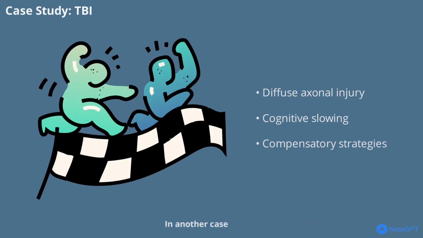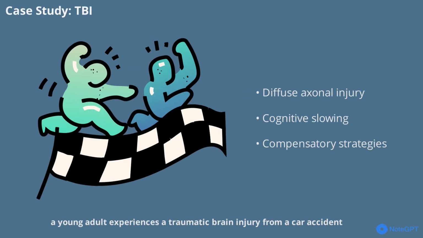In another case, a young adult experiences a traumatic brain injury from a car accident. The injury causes diffuse axonal damage, leading to slowed thinking, attention deficits, and difficulties with planning. Rehabilitation focuses on cognitive retraining and compensatory strategies to help the patient regain independence and adapt to daily challenges.